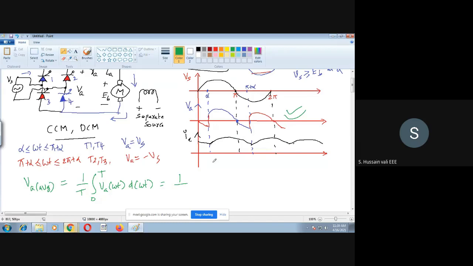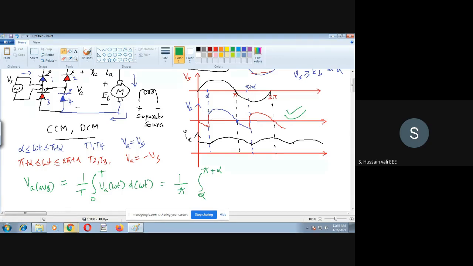Now what is the time period here? Will you please see what is the time period here? It is pi. Pi is the time period. So 1 by pi, integral 0 to pi. No, we cannot say 0 to pi. I'm sorry, it is alpha to pi plus alpha. See, there is a difference. You cannot take 0 to pi. You should take alpha to pi plus alpha.